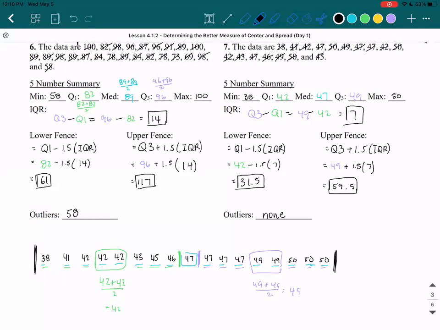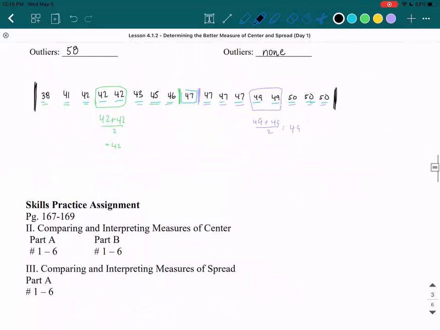This is acceptable. So if you have any questions, let me know. Otherwise, you guys can start working on the skills practice.